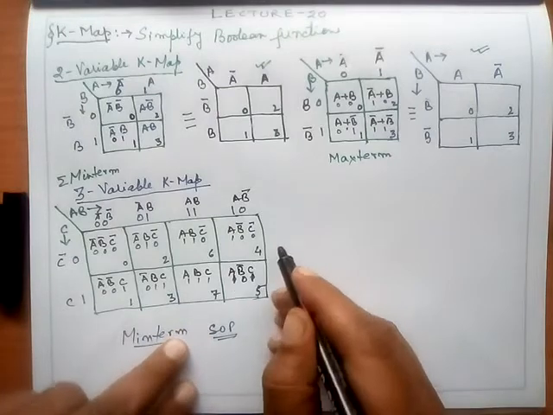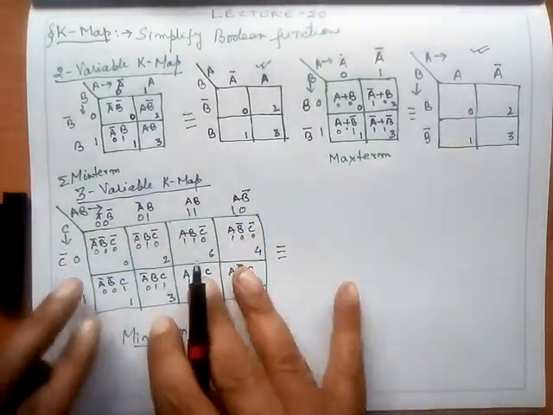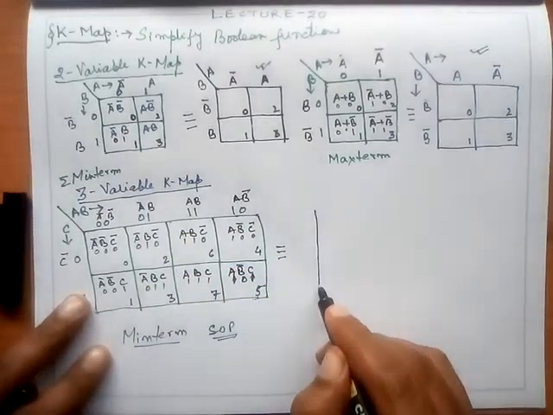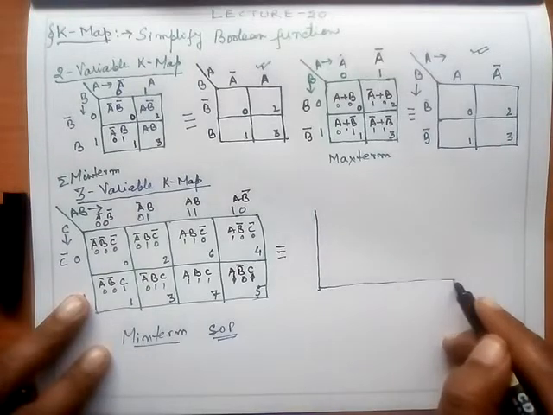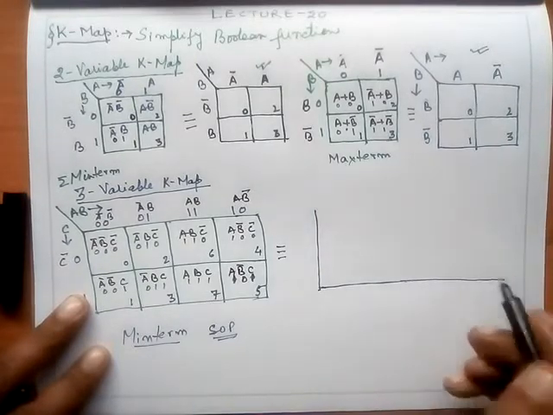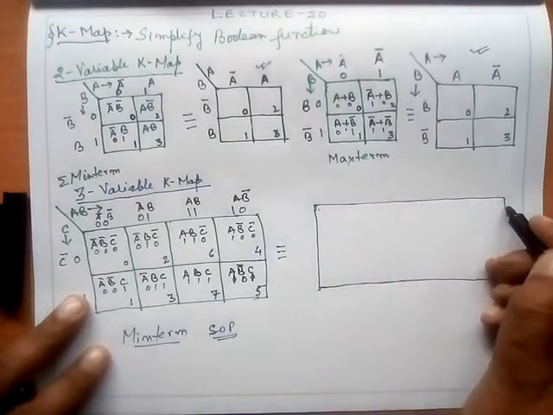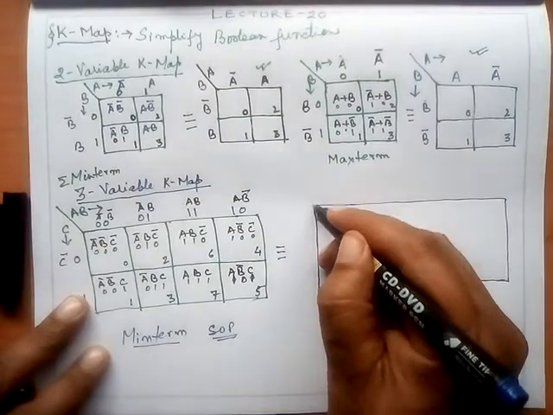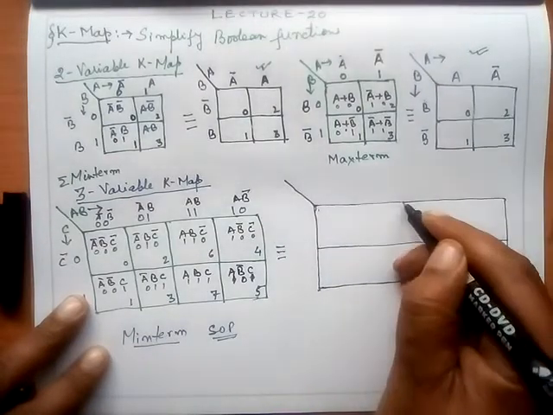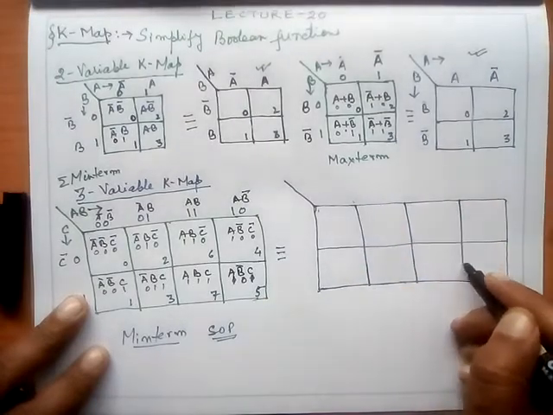Now when I solve the problem, I don't write all these things. This is just to give you the idea of how to get it. So what I do is simply make a rectangle and divide it into, not 16 cells, I'm sorry, 8 cells, since it is a 3 variable map. These are the 8 cells.